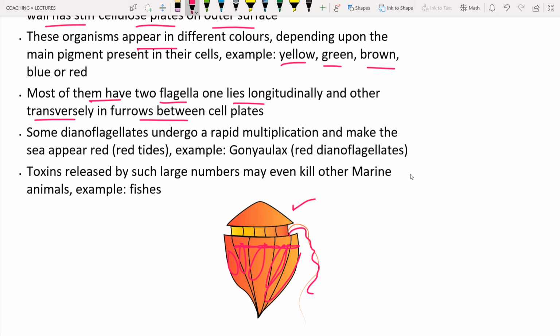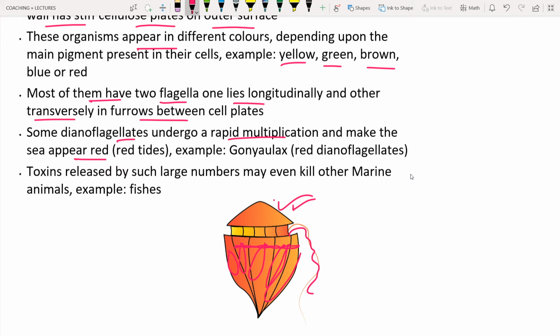Okay, and some dinoflagellates undergo rapid multiplication, which means they divide rapidly, and they make the sea appear red. Why? Because if these organisms have a red color pigment, they look like red tides. Why? Because they are going to multiply rapidly. Okay, rapid multiplication. There are red color pigment containing dinoflagellates. If they multiply more in number, the tides look red in color.